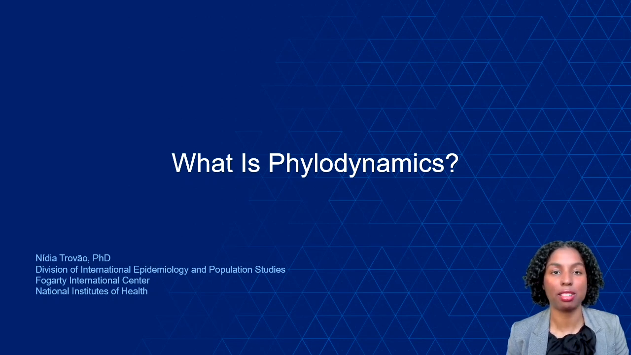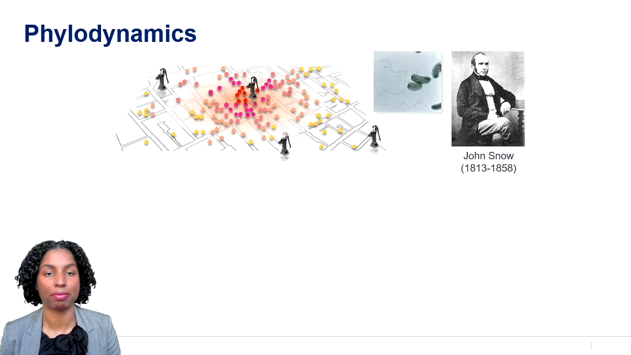Phylodynamics is defined as the study of how epidemiological, immunological, and evolutionary processes act and potentially interact to shape pathogens' phylogenies. From a historical perspective, phylodynamics merges two concepts.